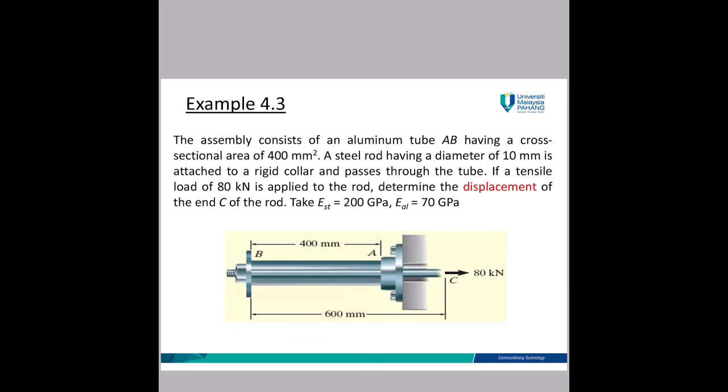Here it consists of two types of material, which are aluminium and steel. AB is aluminium. This is aluminium. And BC is steel. Then you need to calculate the displacement at C.